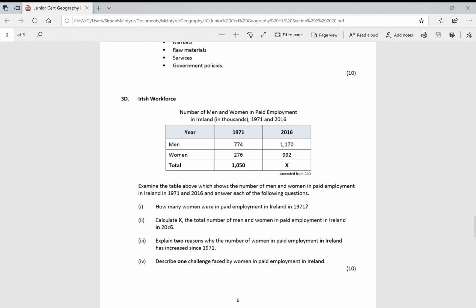Part 2. Calculate X, the total number of men and women in paid employment in Ireland in 2016. Part 3. Explain two reasons why the number of women in paid employment in Ireland has increased since 1971. Part 4. Describe one challenge faced by women in paid employment in Ireland.